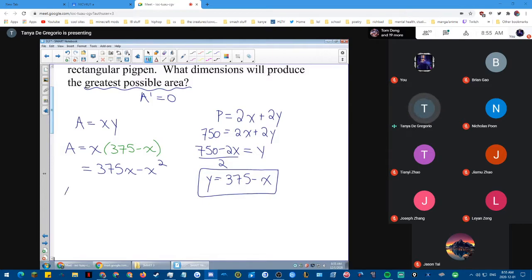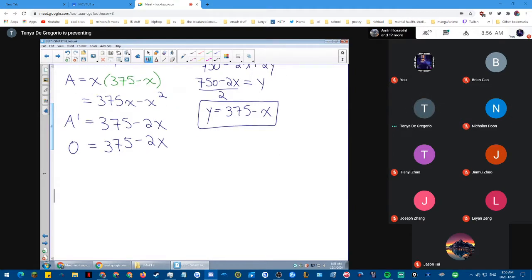So now I want to take my derivative. Taking the derivative is very simple. It's just 375 minus 2x. And as Brian told us, we're going to set this equal to 0, because I want to maximize area. I want to find out what value of x is going to give me the greatest possible area. And now I just solve for x.